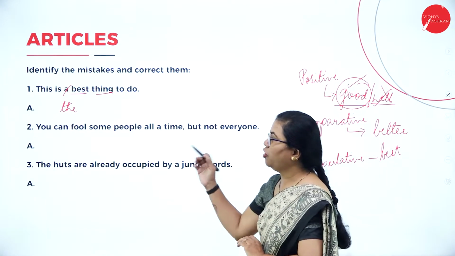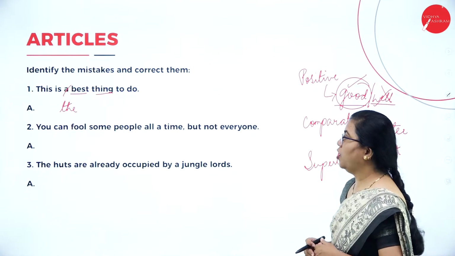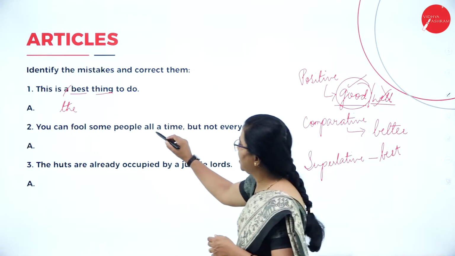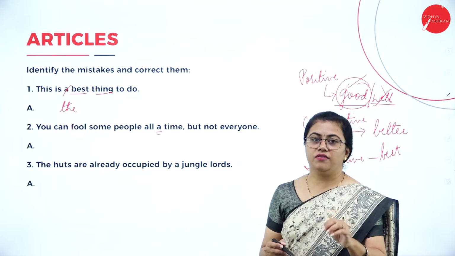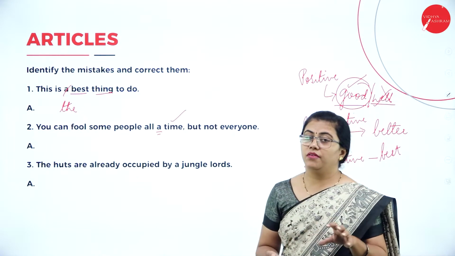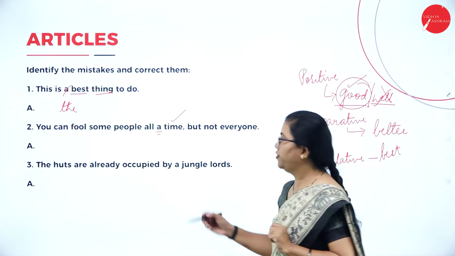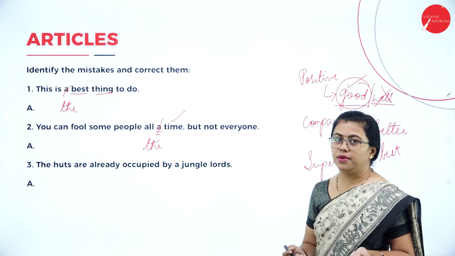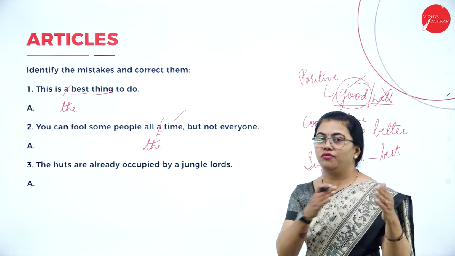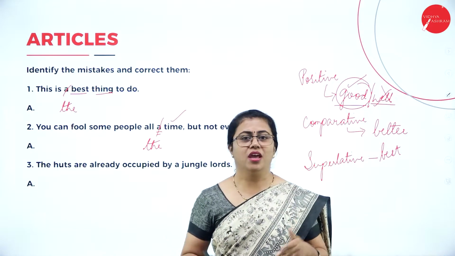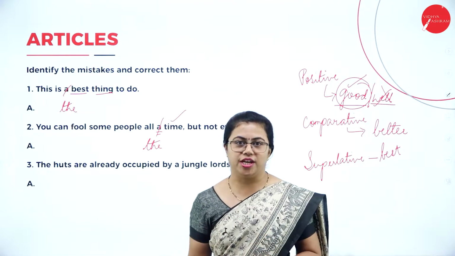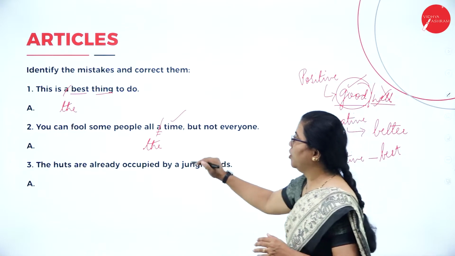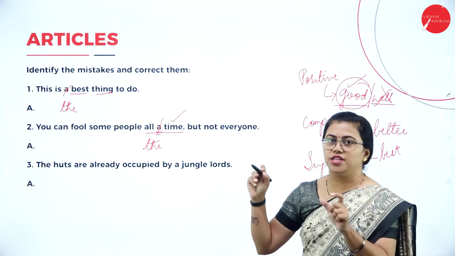Okay, next we'll move on to the next one. You can fool some people all time, but not everyone. Again, which is the article over here? This is the article. Whenever you are talking about time, you ought to use the definite article only. So this becomes the: you can fool some people all the time, but not everyone. When you speak, the flow of language is like that. You don't say all time, it is all the time only. So it has to be the. The definite article has to be used whenever you use this phrase. All the time is a phrase.